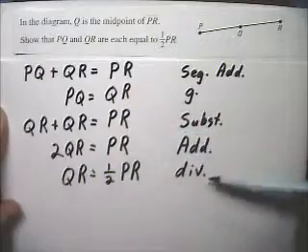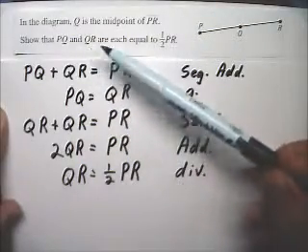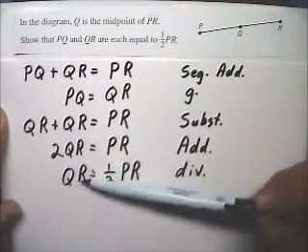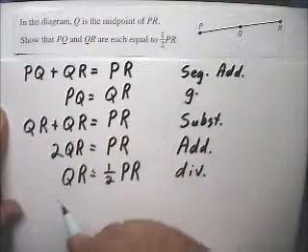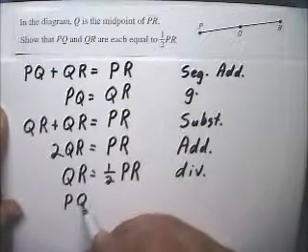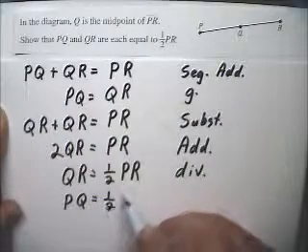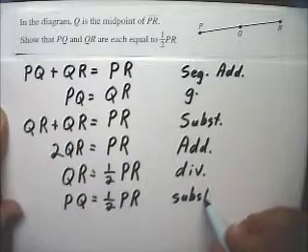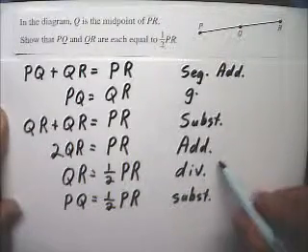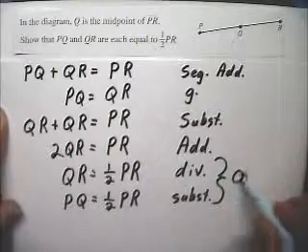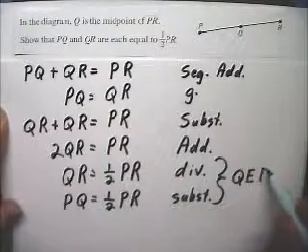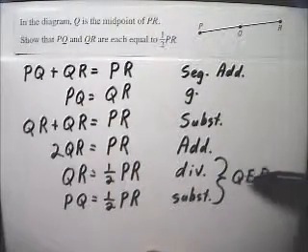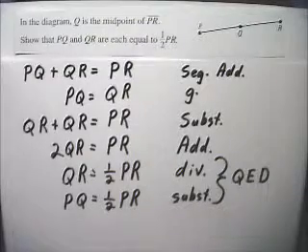And now that's half of what I'm supposed to prove. See, I've shown that QR is 1/2 of PR. And now I'm going to use this given statement to substitute. Instead of QR, I can write PQ. So I can write PQ is equal to 1/2 PR. And the reason here is substitution. And that's what I'm asked to prove. The combination of these two things are what I was asked to prove. And that's what that means, QED. It's Latin, it stands for Quod Erat Demonstrandum, and it's what I was supposed to prove.